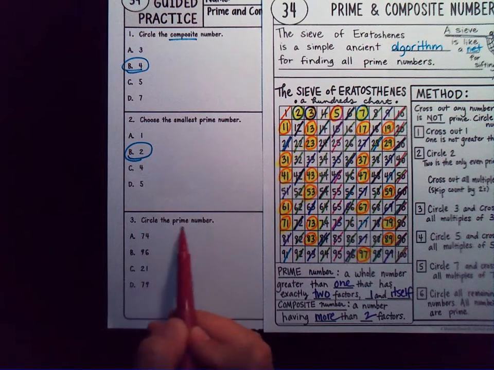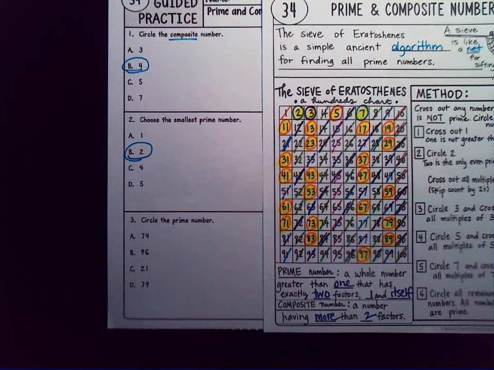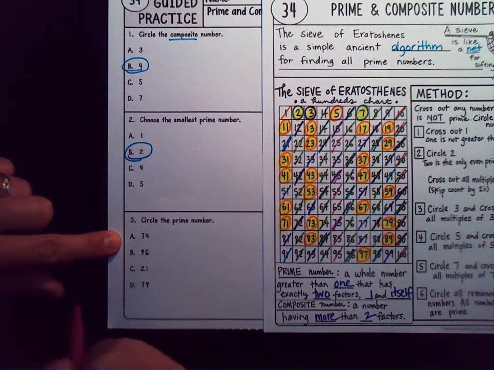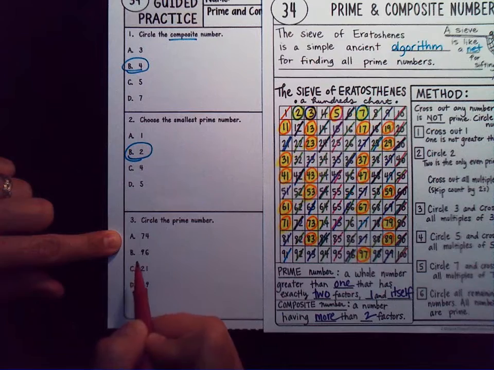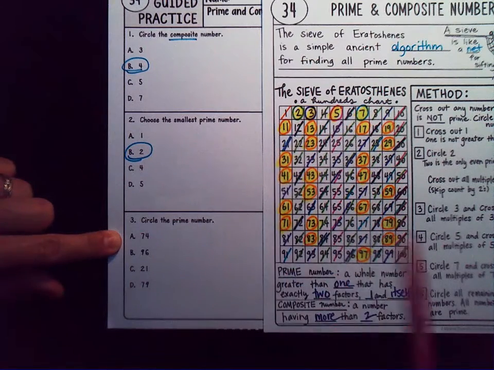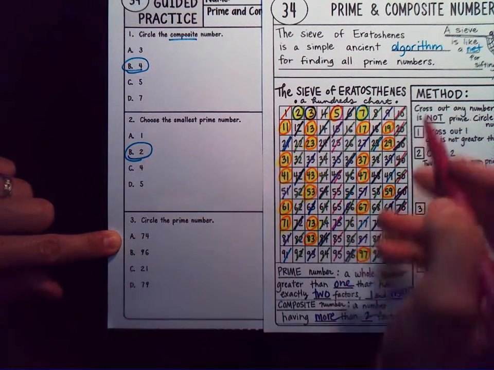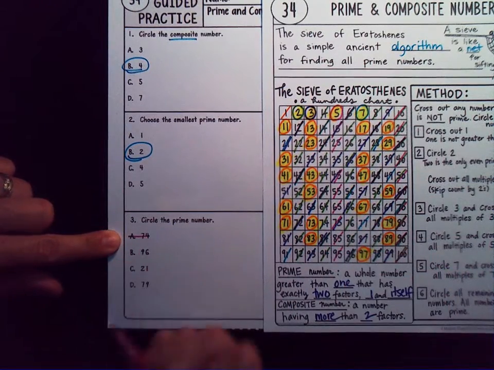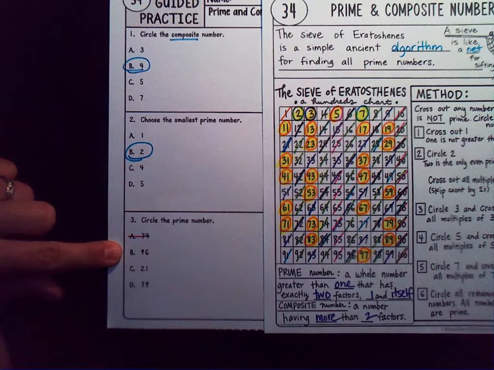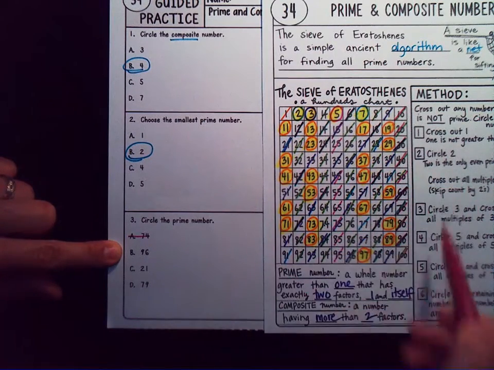It says circle all of the prime numbers. So let's go through and look. 74. Well, I automatically know that's not prime because it ends in 2, which is even. So that means it's a multiple of 2, and we crossed all of those off. But let's just check. 74 is crossed off. That is not prime. How about 96? Same thing. It ends in a 6. I know it's divisible by 2, but I want to check my sieve.